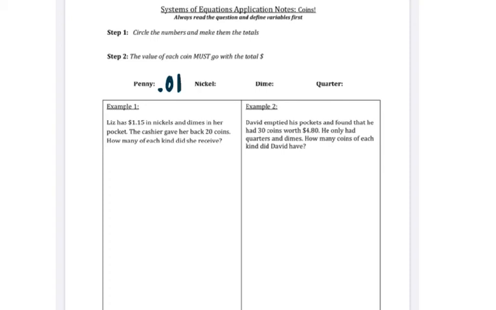0.01. I know that a nickel is worth 5 cents. So that's 0.05. I know that a dime is worth 10 cents, 0.10. And I know that a quarter is worth 25 cents. So we call that 0.25. The thing to be careful about, a penny is not just 0.1, but it's 0.01. A nickel is not 0.5, but it's 0.05. So now we can begin with our steps.